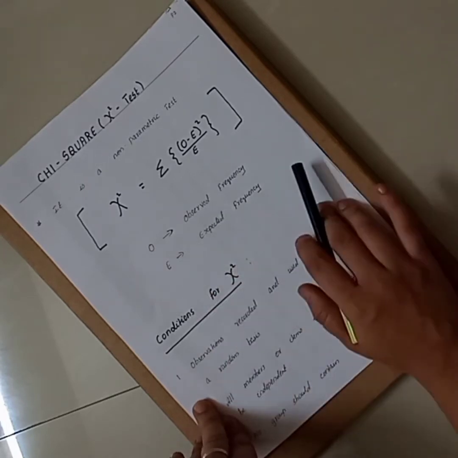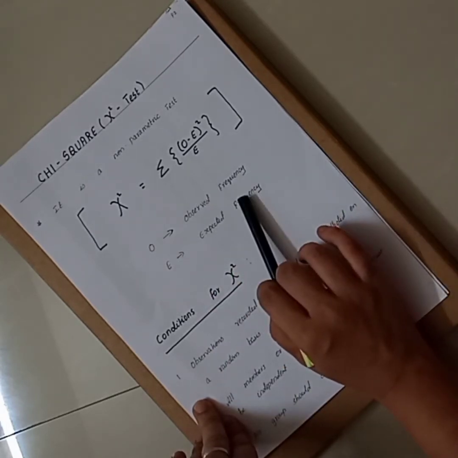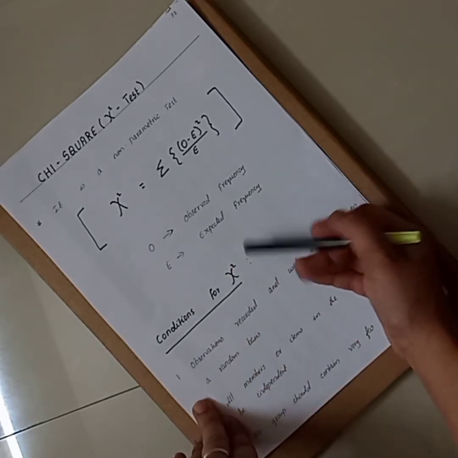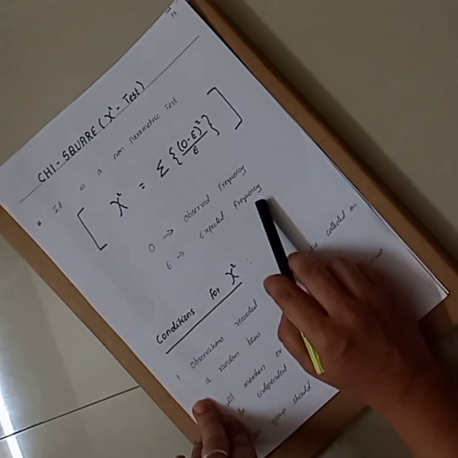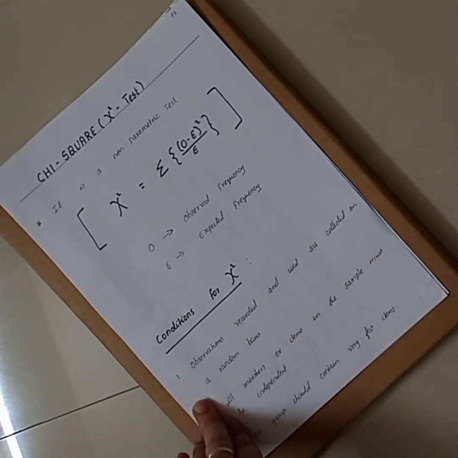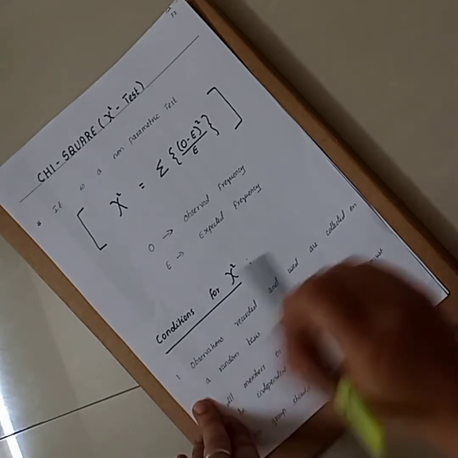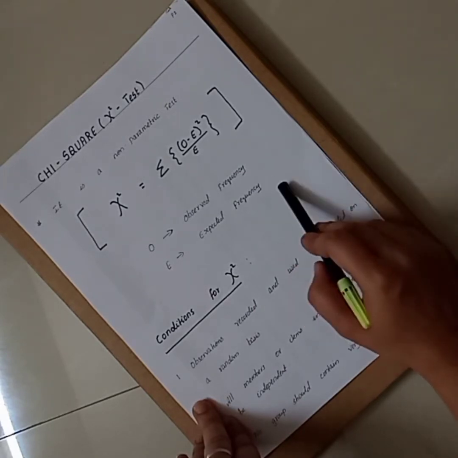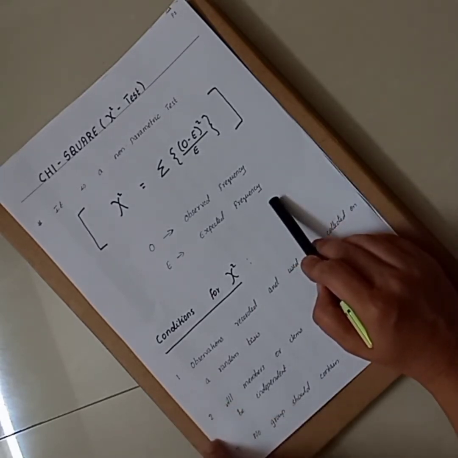In most of the problems, both the observed frequency and the expected frequency will be given in the question. If the expected frequency is not given, then you will have to find it out. If the data is given in tabular form, there is a formula for calculating the expected frequency, which I will discuss once we start doing the problem. An example of the chi-square test will be done in the next video.